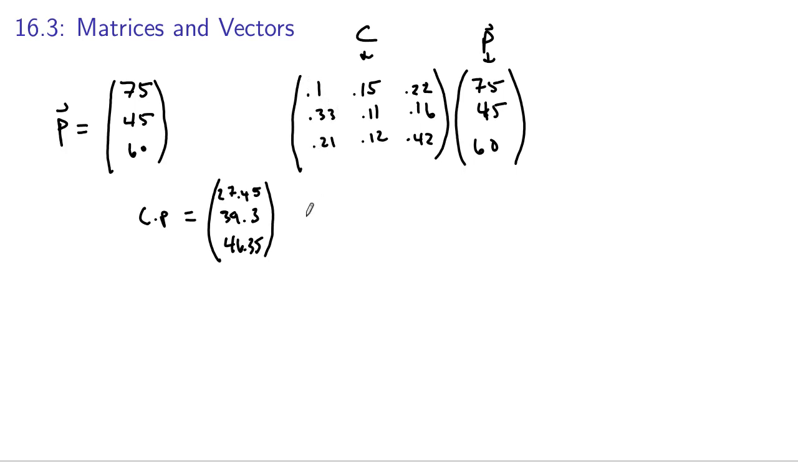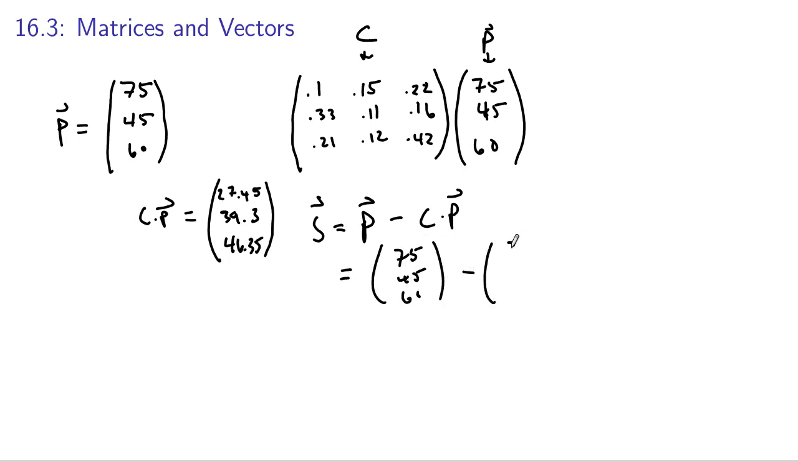Okay, so now we're told to find the surplus. The surplus is what remains after what has been consumed in production. So P minus C times P. Okay, so we found C times P, which is sort of our consumption vector you could think of. The surplus vector is what we produced minus what was consumed. So we know what P is. It's 75, 45, 60, and we know what C times P is: 27.45, 39.3, 46.35. So now we can calculate the subtraction.